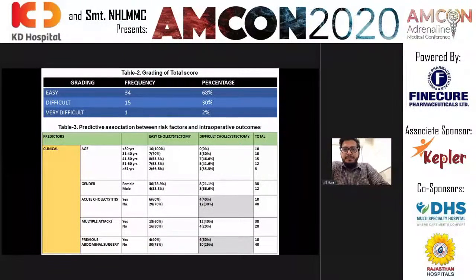These are the predictive associations between risk factors and the intraoperative outcomes. The first predictors are clinical predictors. In the age group, we can see most of the patients are between the age group 41 to 50 years. In gender, male gender is more susceptible to difficult cholecystectomy. For acute cholecystitis, 40% of the patients had difficult cholecystectomy. In previous abdominal surgeries, 60% of the patients had difficult cholecystectomy. Next slide.